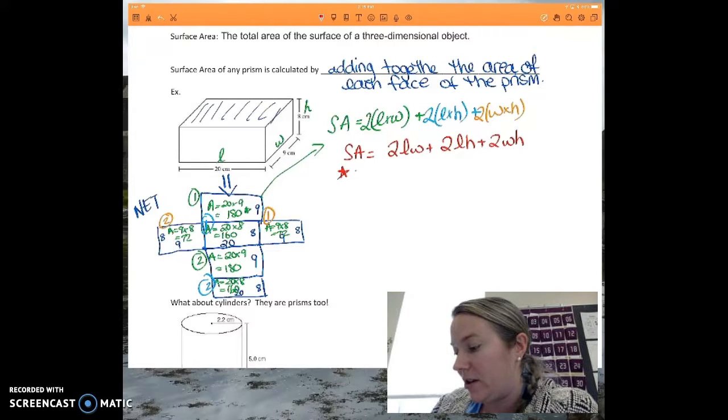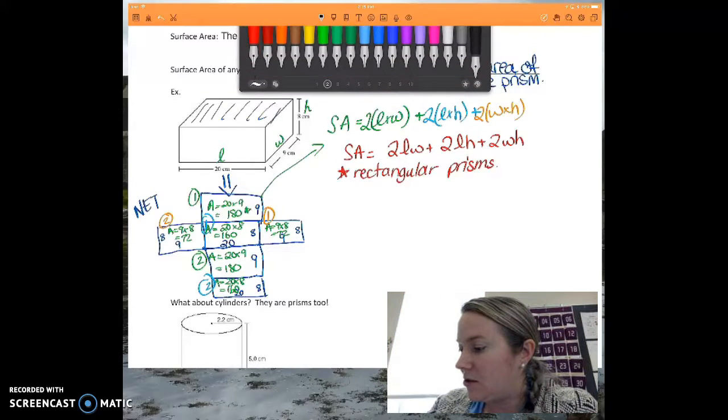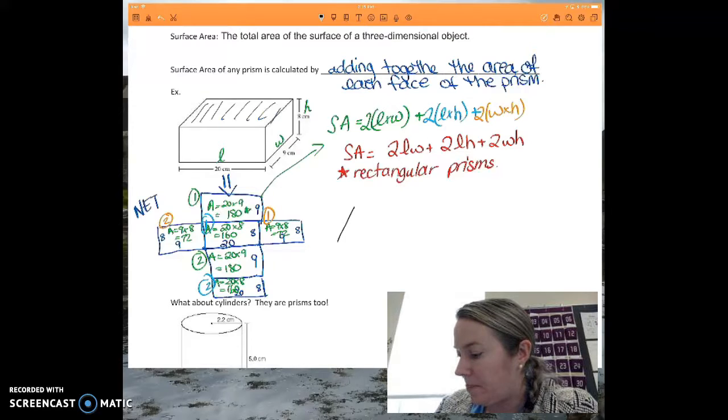So I'm going to put a little star here. That is for rectangular prisms. How would that work for a triangular prism? Well, let's take a look. Let me draw a triangular prism for you.